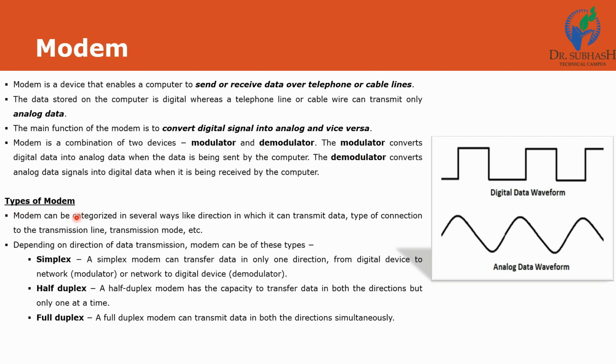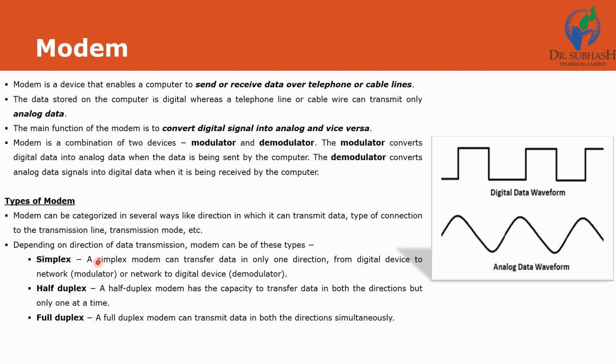Now, types of modem. A modem can be categorized in several ways, like the direction in which data is transmitted and types of connection. Depending on the direction of data, we can categorize modems into three categories. These are simplex, half duplex, and full duplex.